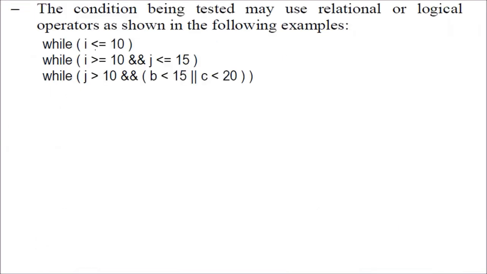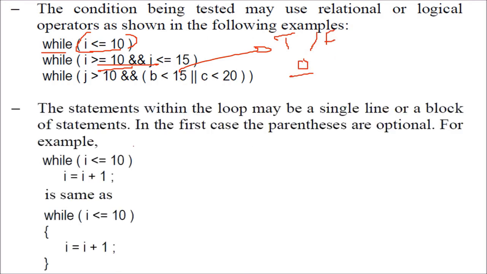Then the syntax is like this: while, in small letters, then you have round brackets. Inside this, you can have relational as well as logical operators. The only thing is the result should be true or false, that is, either 0 or any number other than 0. The statement within a loop can be a single line. If you want to execute just one line, you don't have to give these braces; they can be avoided. But if you have more than one line, you have to keep those lines inside your braces.